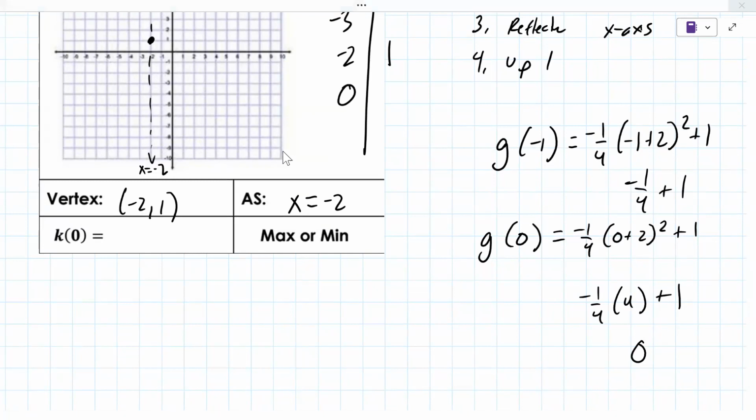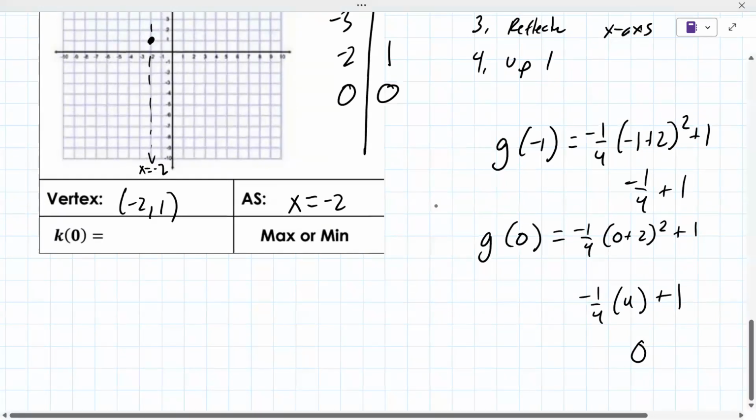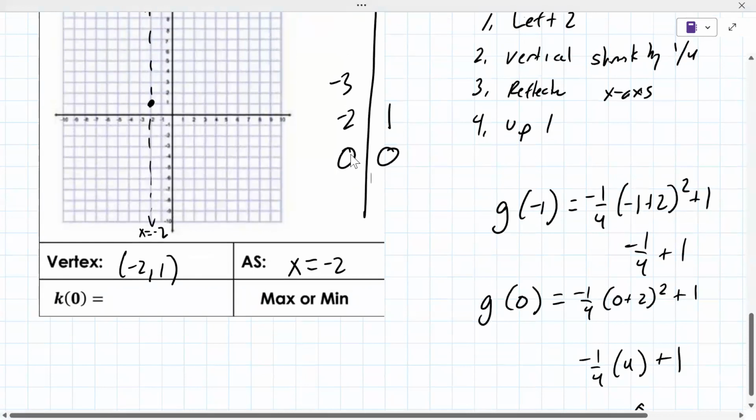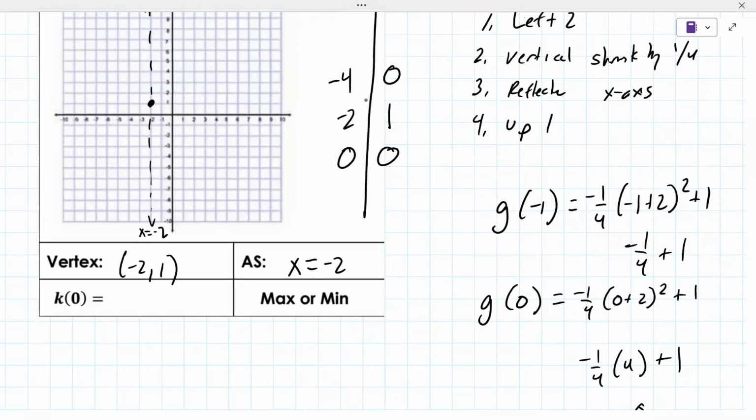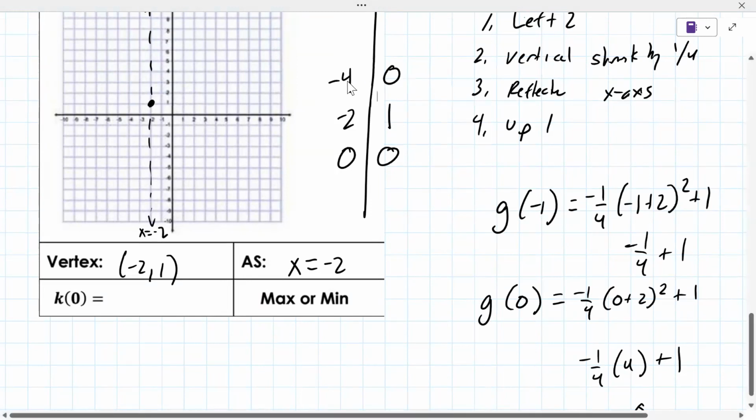Okay. So what we want are nice points. Now notice that 0 is 2 to the right of -2. That means instead of -3, we want to go to -4 because we want to go 2 left of 0. So we want to create the symmetry, but we don't want to just choose any old point. We want to choose numbers that work out nicely because we're graphing it.